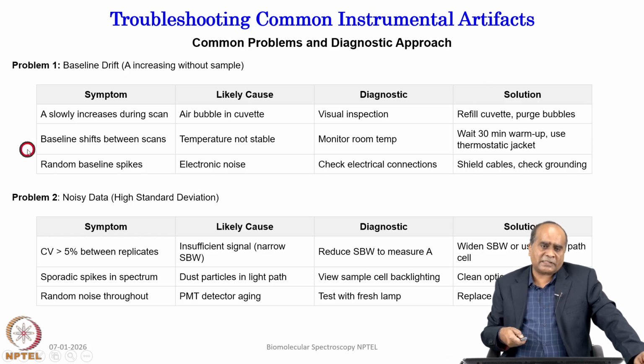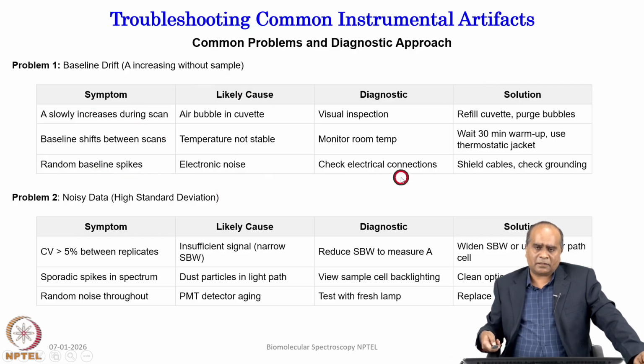There can also be random baseline spikes. This means electronic noise is getting introduced, so check the electrical connections, shield the cable, and check the grounding.